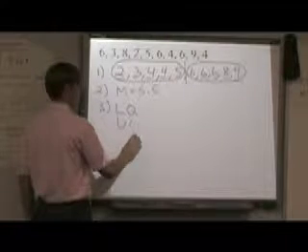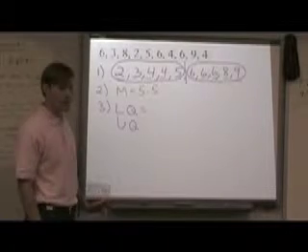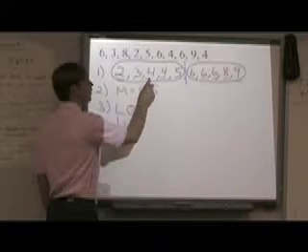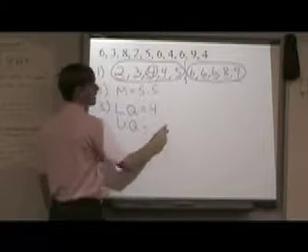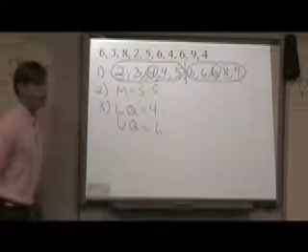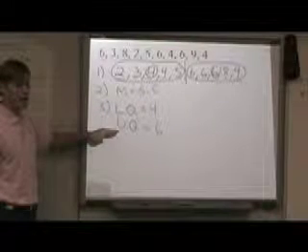Well, let's find the lower quartile first. The lower quartile is going to be the median of the lower part. So the median of the lower part is what? 4. And the median of the upper part is what? 6. So you completed step 3, which was to find the lower quartile and the upper quartile.